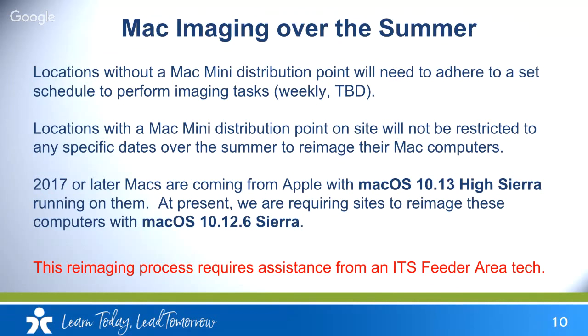So some of you guys have a Mac Mini at your site. I think the magic number was around 200, 250 Macs or more in someone's inventory, you would get a local Mac Mini distribution point. What that was designed to do is take the impact and stress off of having to get everything from the data center. So if you have one of those Mac Minis at your site, you will not be part of the imaging schedule this year. That means you can pretty much image at will at your site.